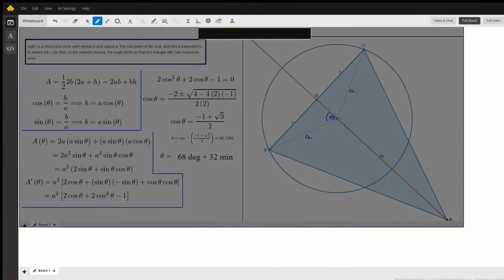Okay, I took this picture at a point in time when the whiteboard was disconnecting, so hopefully we can follow along here, even though the picture is a little dark.